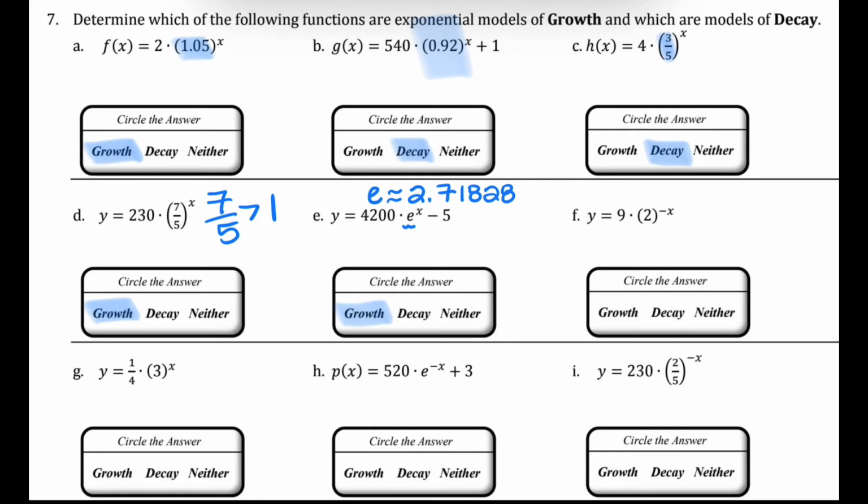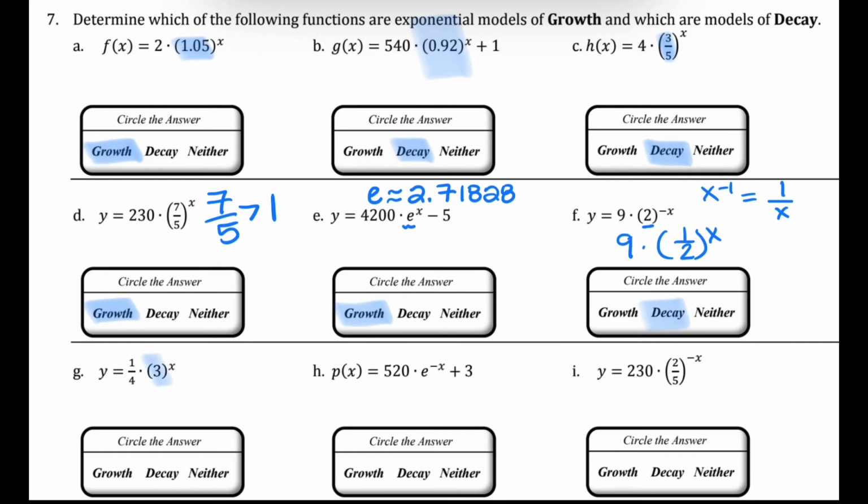Now on F, we have 2 raised to the negative x. Well, you have to evaluate exponents first. Remember, if I had x to the negative 1, this is the same thing as 1 over x. So 2 raised to the negative x is going to be the same thing as 9 times 1/2 raised to the positive x. Remember, the negative exponent means that number has to flip. So since my growth factor is 1/2, this is going to be exponential decay.